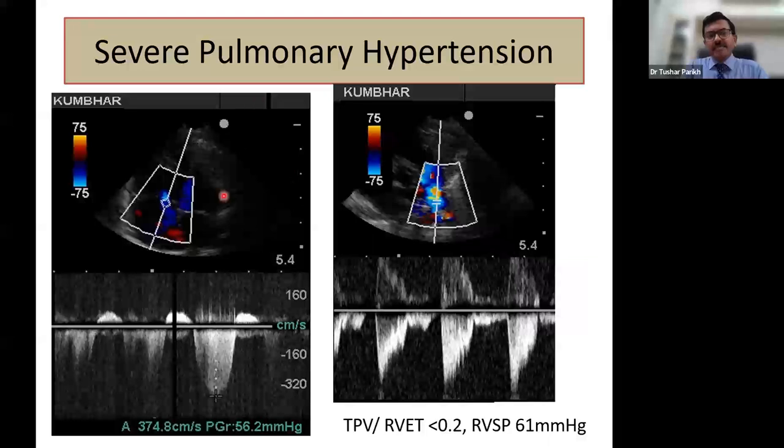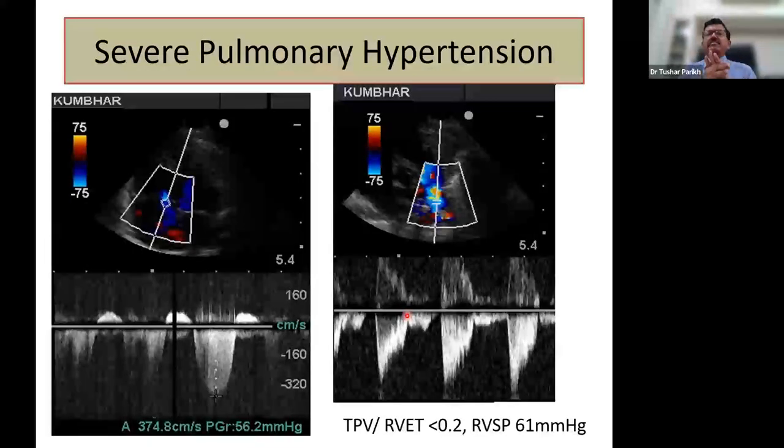So the same baby where we had this pressure gradient of 61, pressure gradient of 56, and right ventricular peak systolic pressure of 61, the same pressures, the pulmonary artery ejection waveform we have, and as you can see there is a sharp pointed triangle with a notching. Okay, so here we calculated TPV upon RVT, that is less than 0.2. Because you start from here, you measure it till here, and this particular section is the entire right ventricular ejection time. So clear, this is very important.